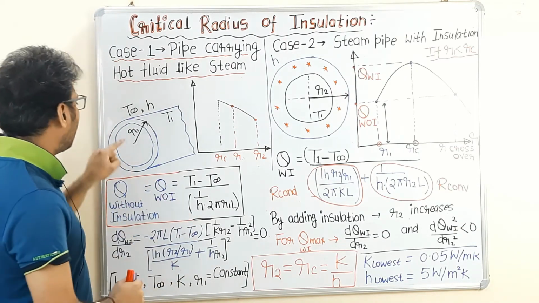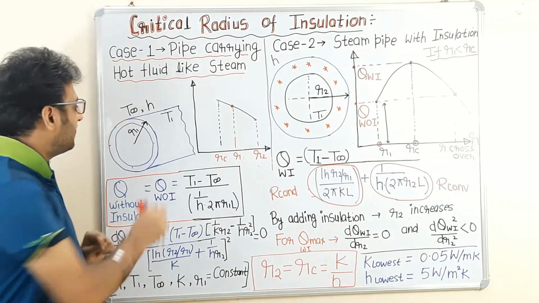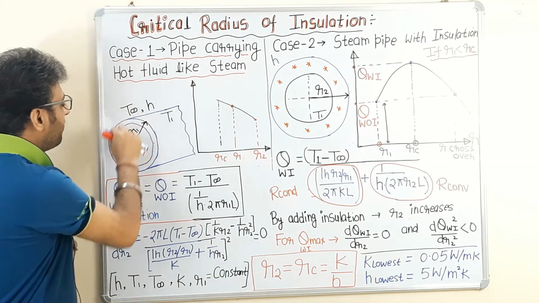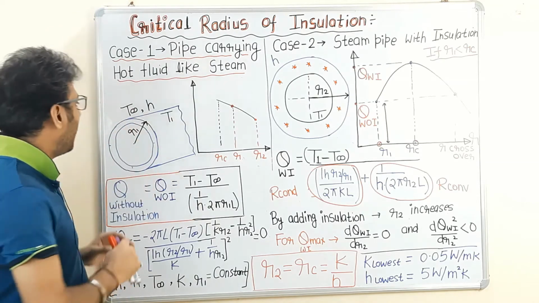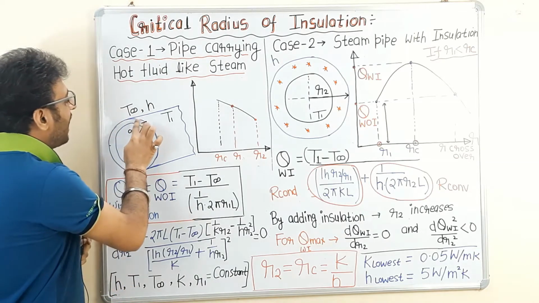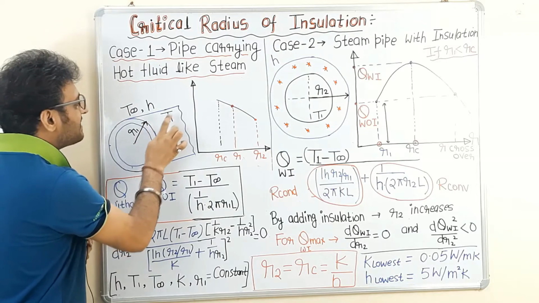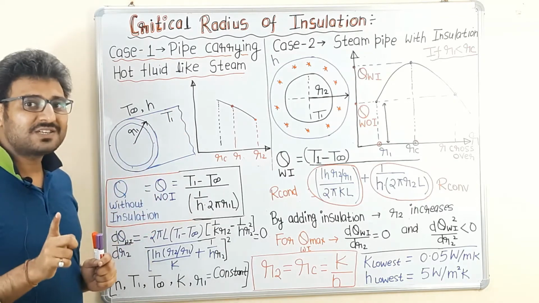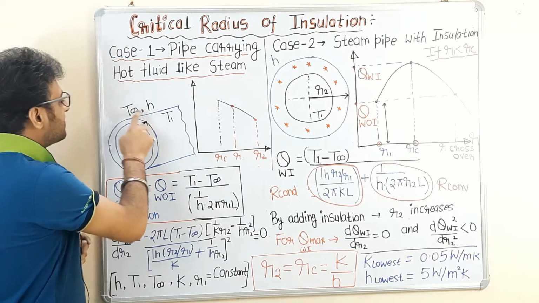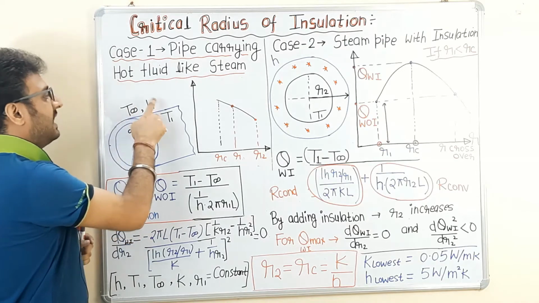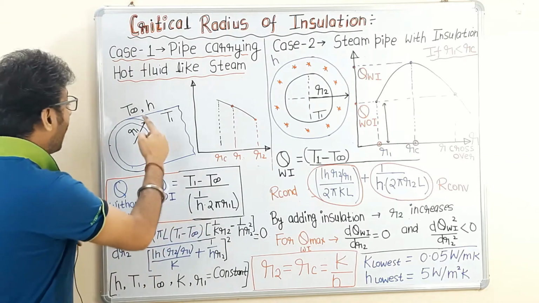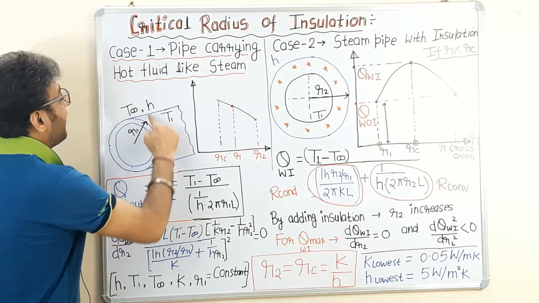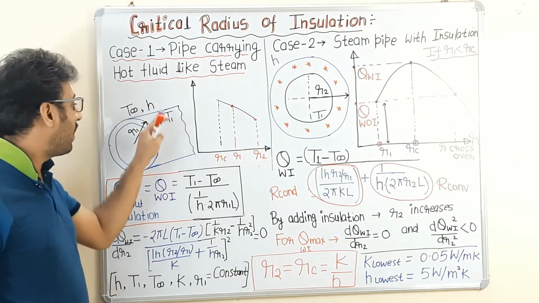Now consider a steam pipe. This is showing the thickness of the steam pipe. This steam pipe is carrying steam at high temperature, and the temperature of the outer surface of the steam pipe is T1. Temperature of the atmospheric fluid is T infinity, and the convective heat transfer coefficient between the outer surface of the steam pipe and the atmospheric air is small h.